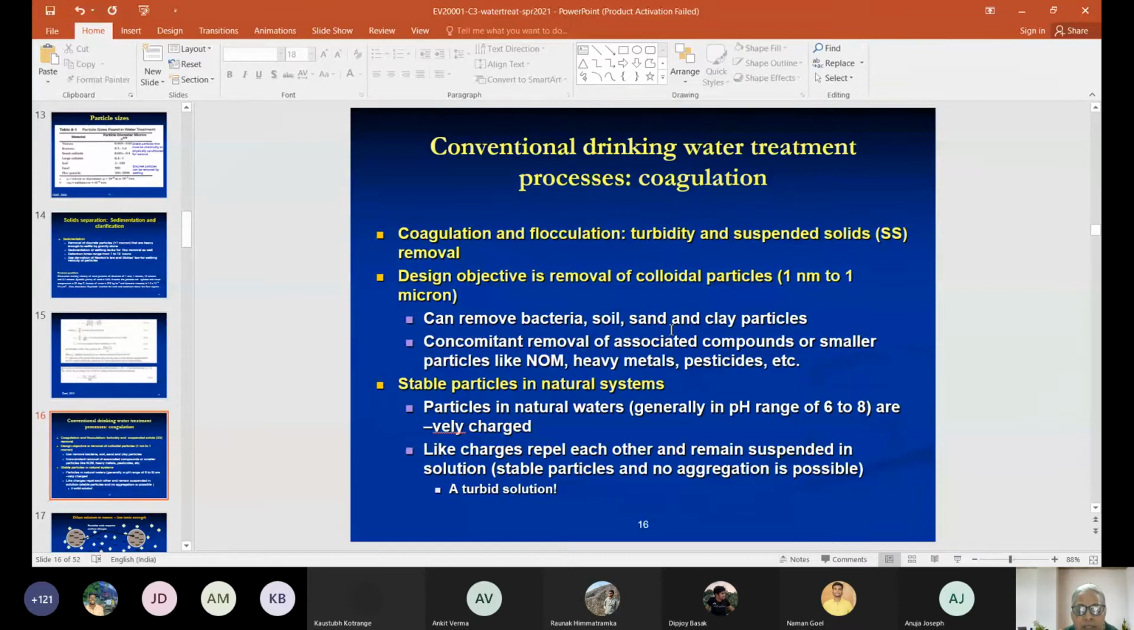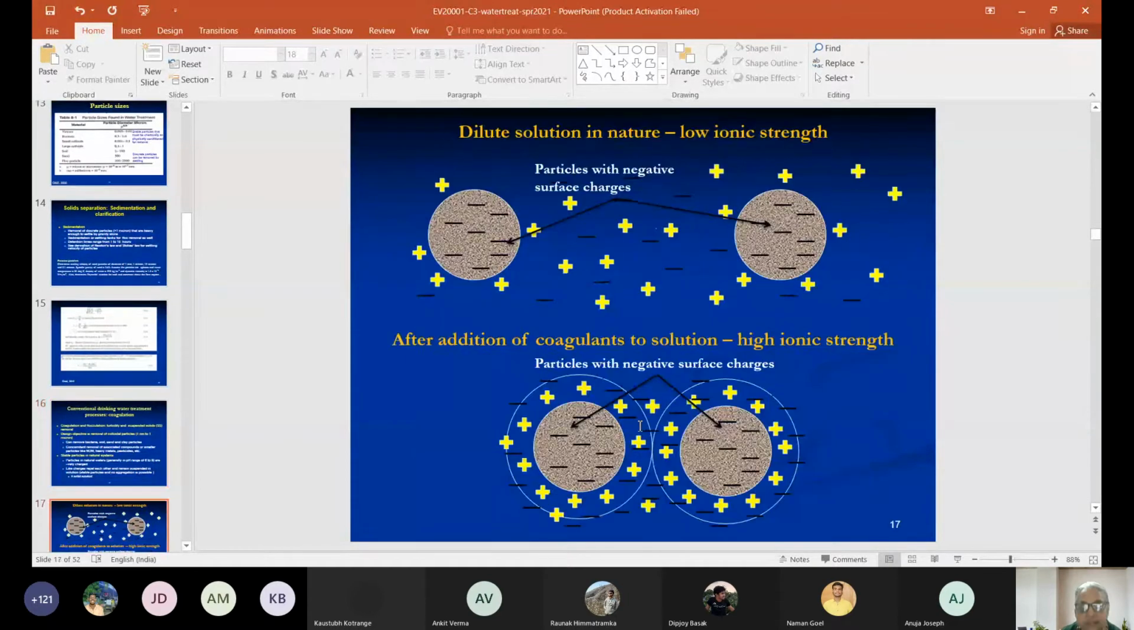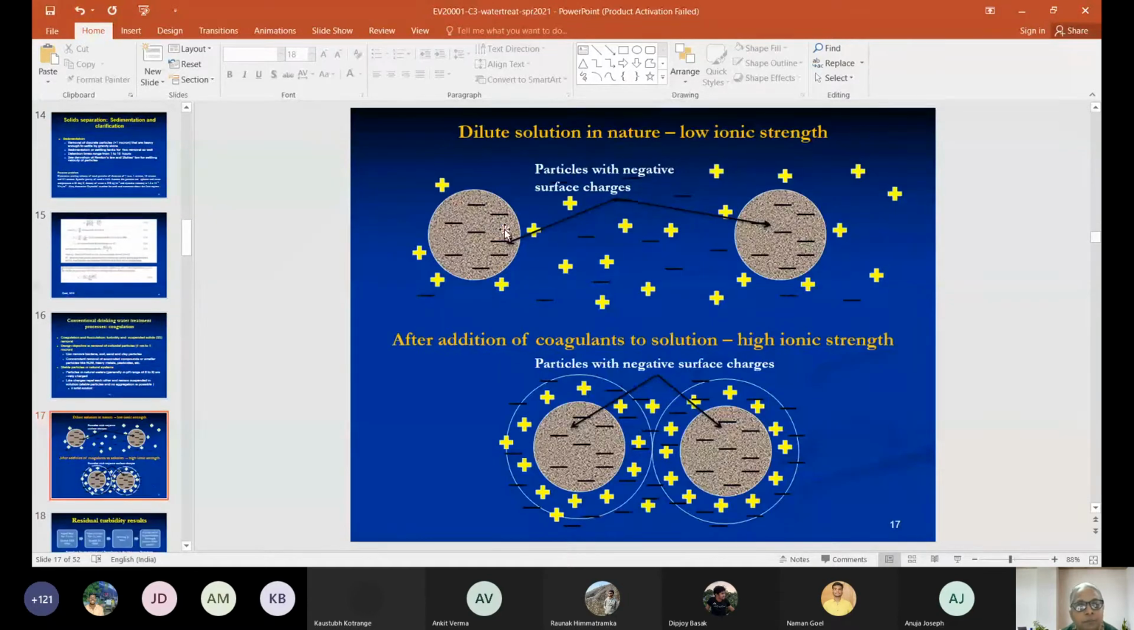Then we come to the next point. And when I was talking about particles, I said these particles are stable. These colloidal particles tend to be stable. What is the meaning of stable? Stable means these particles are present in water, and assume that it's a silt or clay particle. So if it's a silt or clay particle, under pH conditions close to 7, it's going to be completely negatively charged. So this is the surface charge. They are all negatively charged.